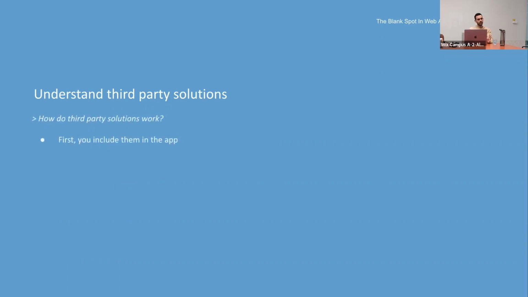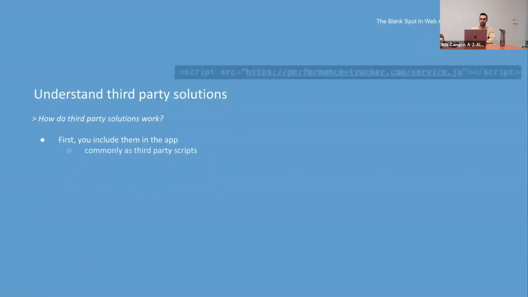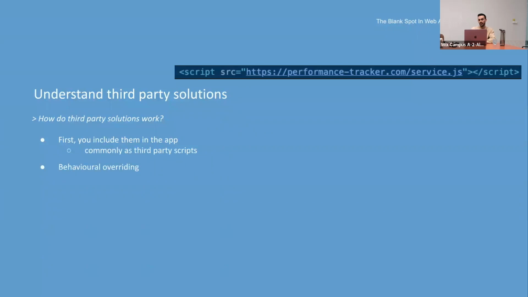So this is where it gets a bit technical. First of all, you just include the third-party service in your application, usually as a third-party script. So it usually looks like that. You just consume it from the third-party vendor. And then those services run JavaScript code that applies what is usually known as behavioral overriding, also known as monkey patching.